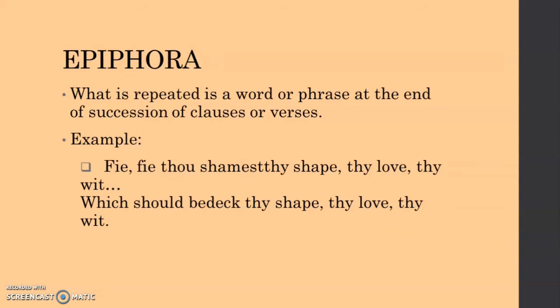Epiphora. What is repeated is a word or phrase at the end of succession of clauses or verses. In anaphora, it is repeated at the beginning, while in epiphora, it is at the end of each clause or verse. Example: Fie, fie, thou shapes thy shape, thy love, thy wheat, which should bedeck thy shape, thy love, thy wheat. So in this example, we repeated thy love, thy wheat for the second time.